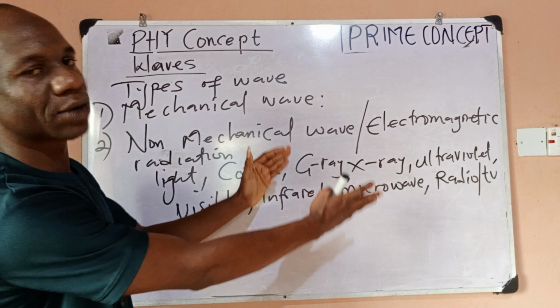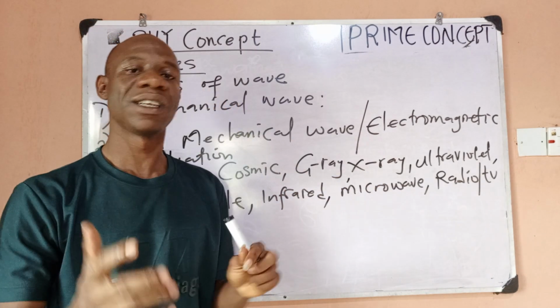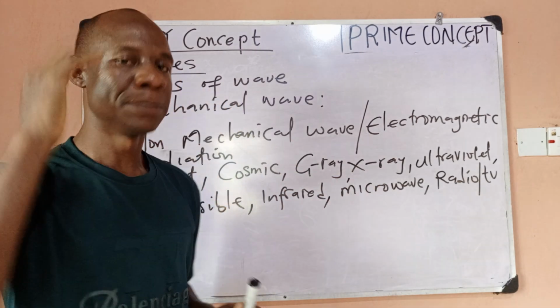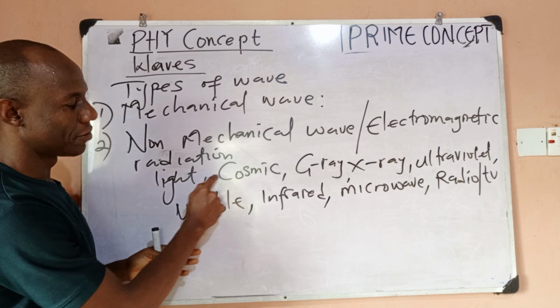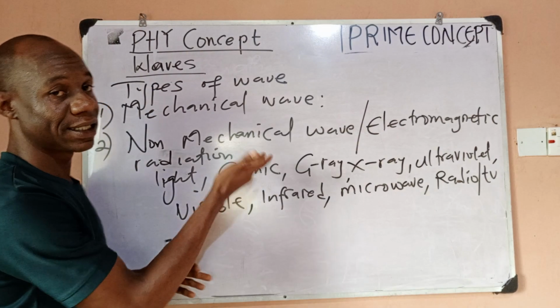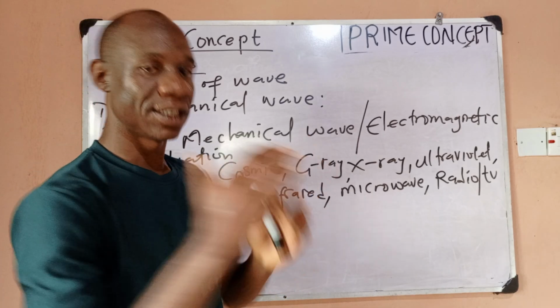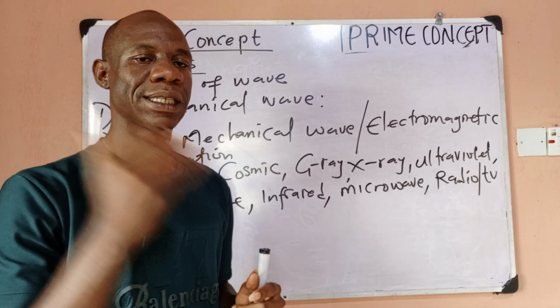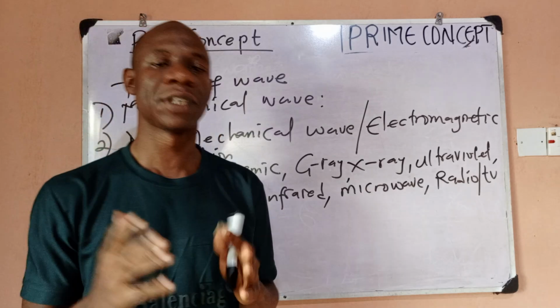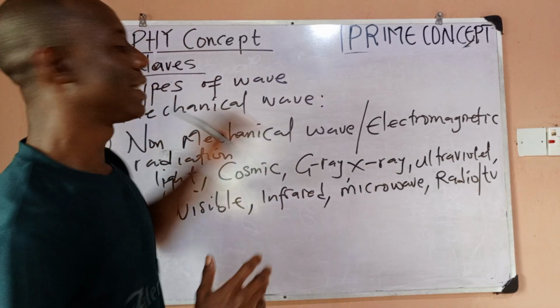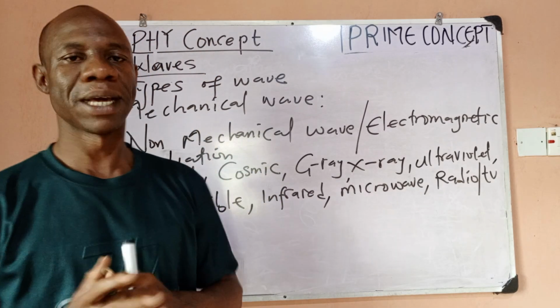All these radiations do not require a material medium, right? And very quickly you would understand that I've written this in order of what? Increasing wavelength or decreasing frequency. So these are the two types of waves that we have: the mechanical wave and the non-mechanical wave.